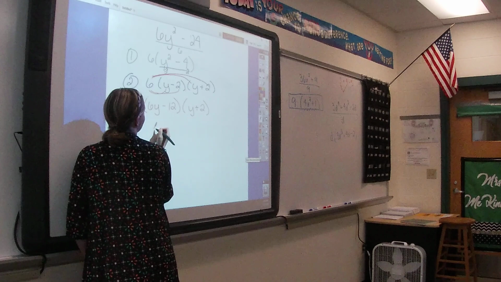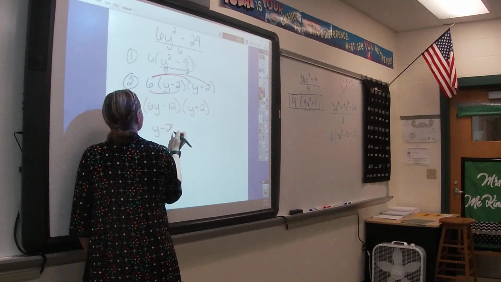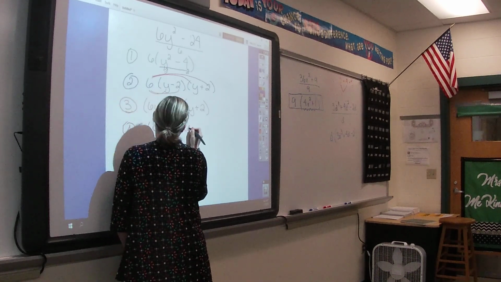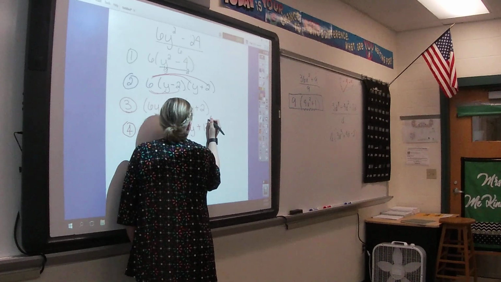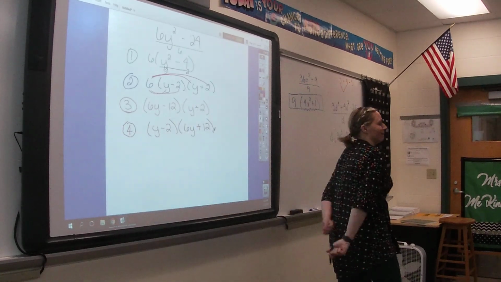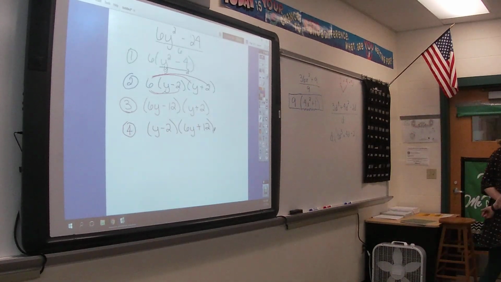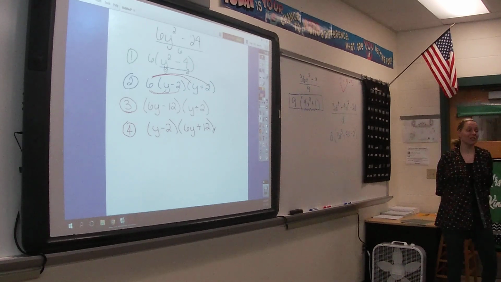Sorry, my brain's thinking ahead. Y minus 2 and 6y plus 12. Anyone have any other ideas? The exponent outside? No, because they're not both subtraction. But yes, on some of them we could. That would be something we should consider.